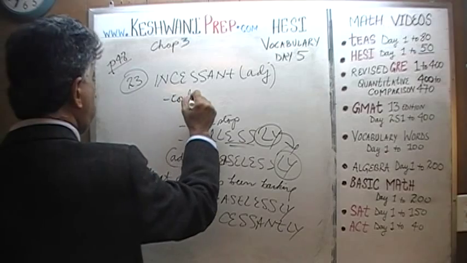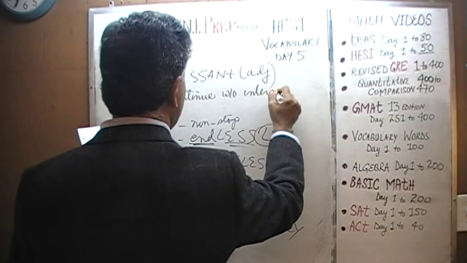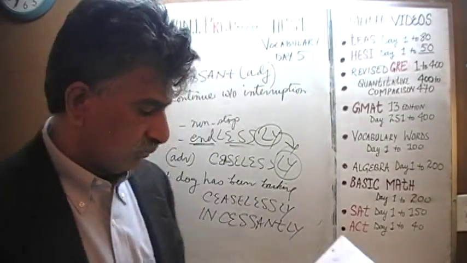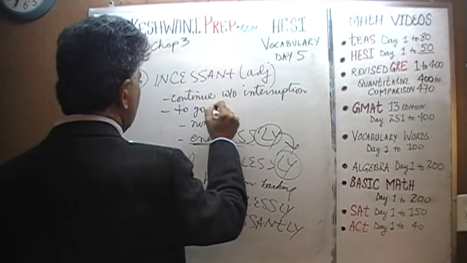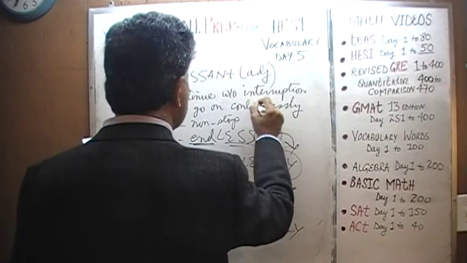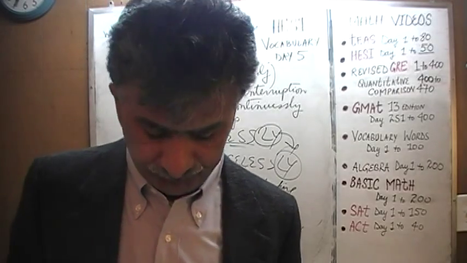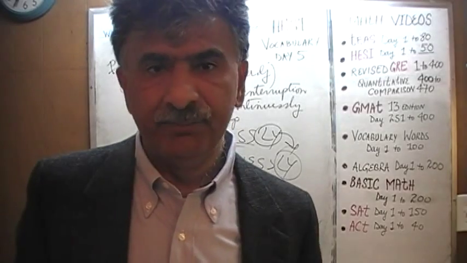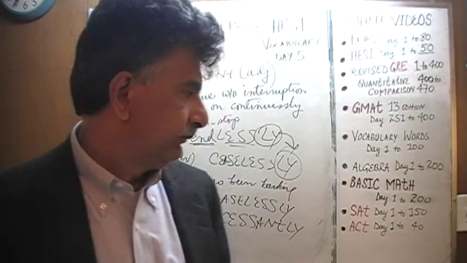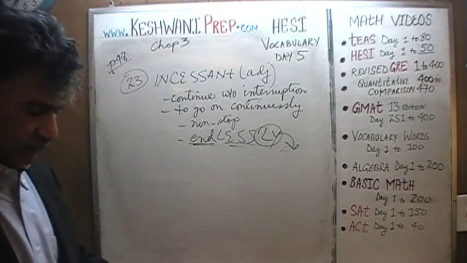Incessantly simply means to continue without interruption. To continue without interruption means to go on, to go on, to go on continuously. I'm not sure how to spell continuously, so you will check the spelling. The dog has been barking incessantly. Make him stop barking. He's driving me crazy. His incessant barking is giving me a migraine. You understand? I'm sick of that.